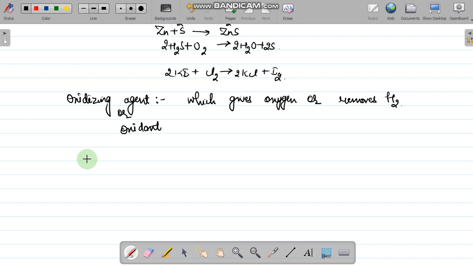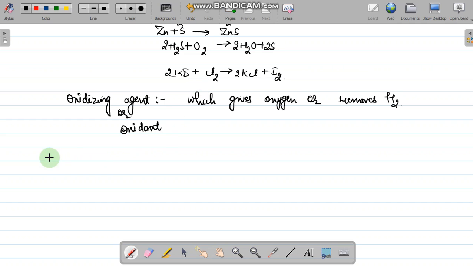Why? For example, O2 is an example of an oxidizing agent. Why are we calling it an oxidizing agent? Because it causes the addition of oxygen, like in the case of carbon that we have seen in the previous reaction.